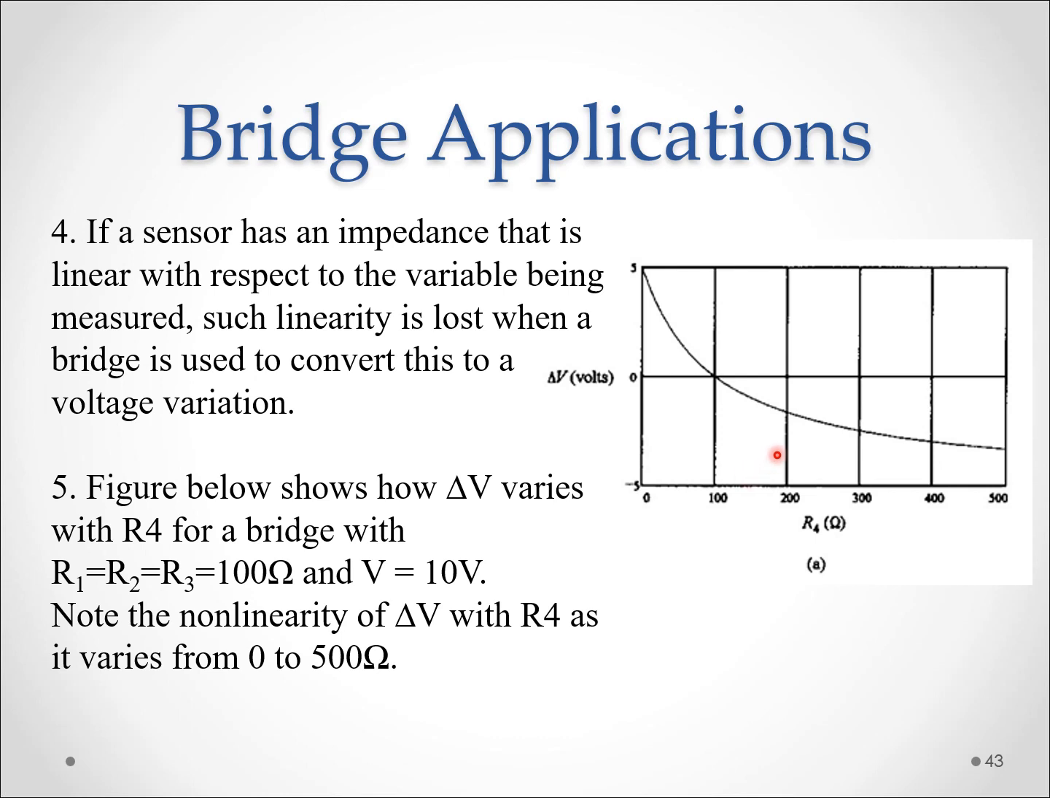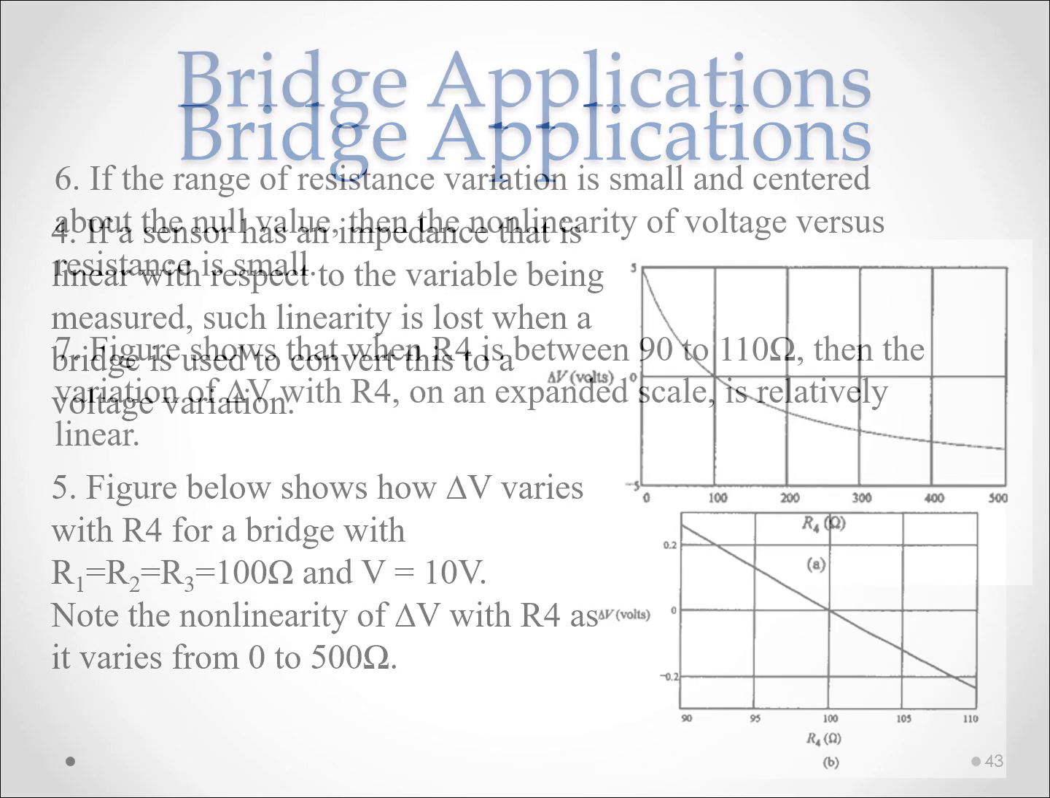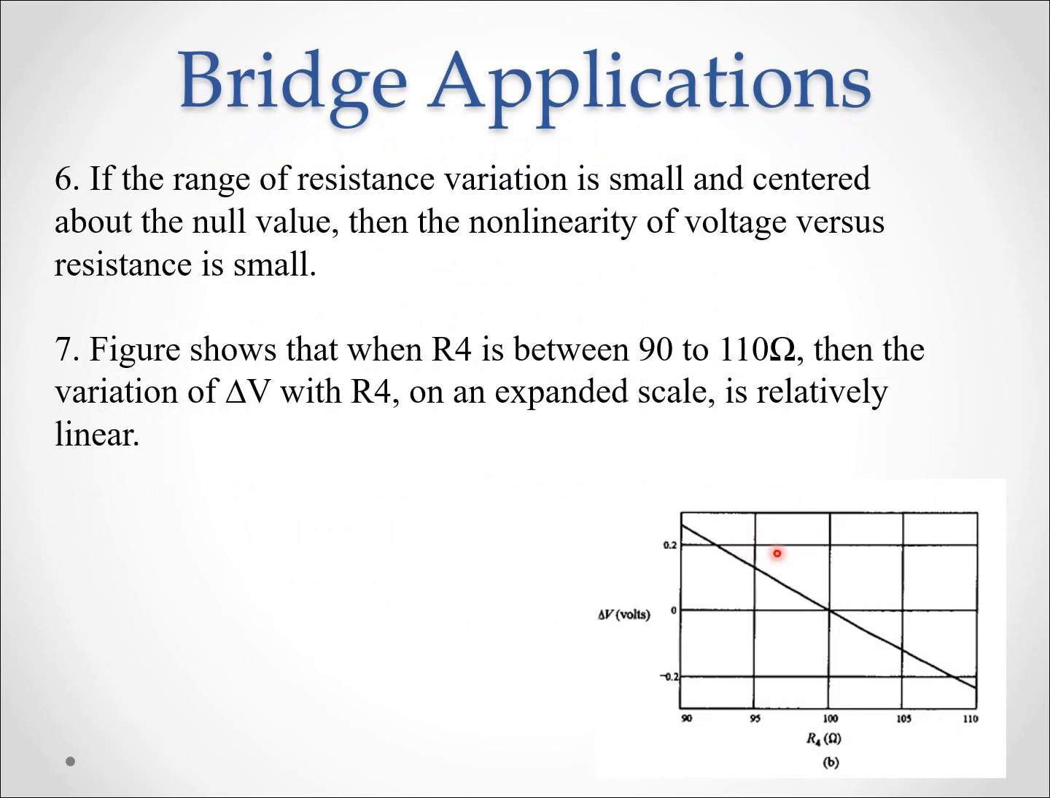But fear not, there is a clever way around this. If we keep the range of resistance variation small, especially around the null point where the bridge is balanced, the relationship between the voltage and resistance becomes much more linear. Imagine the curvy graph is a bumpy road. By focusing on a small, relatively flat section of the road, we can navigate with more confidence.